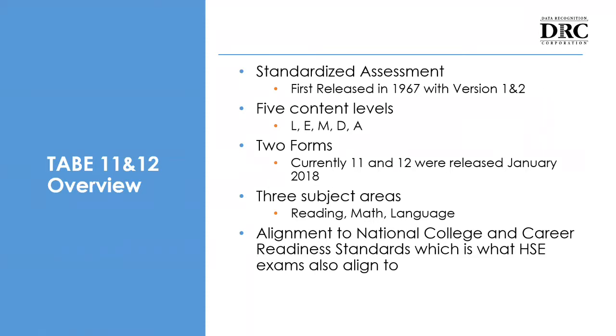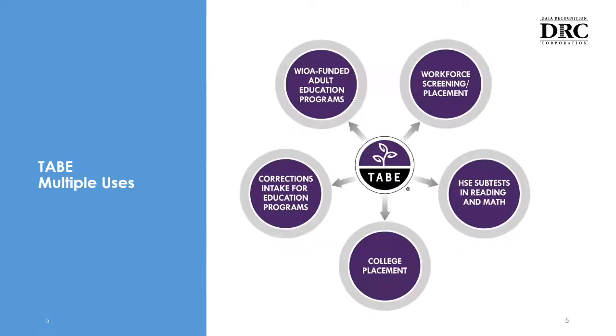And then, as I mentioned, the standards, the National College and Career Readiness Standards from the Department of Education, are not changing as we move forward. So the high school equivalency tests are aligned to that, and we also align to that with TABE as well.